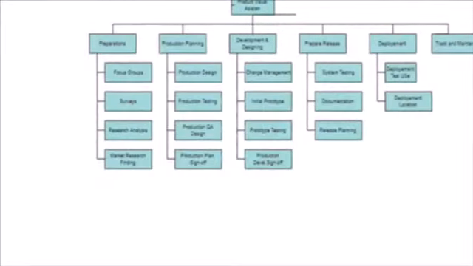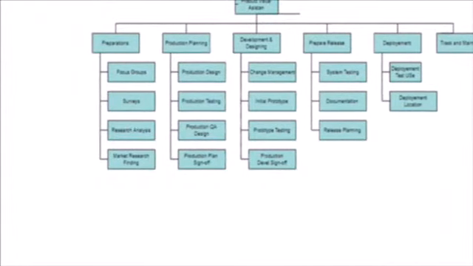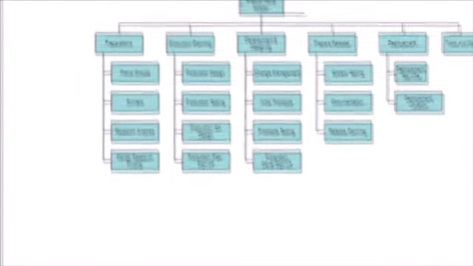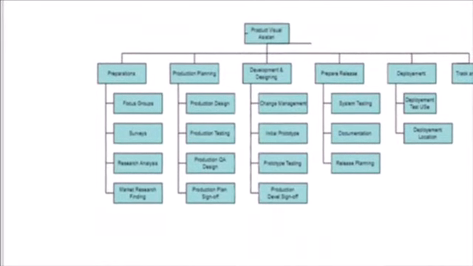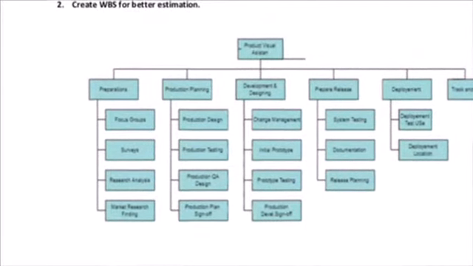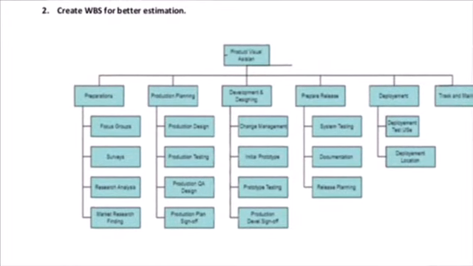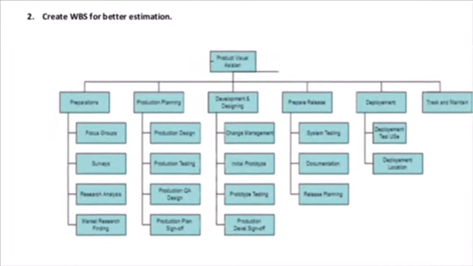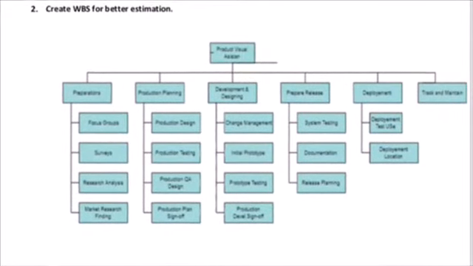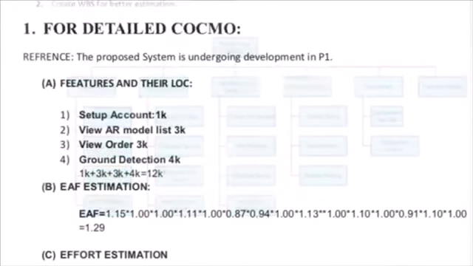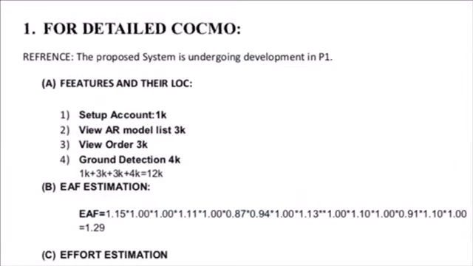This is the work breakdown structure for the task of our application. There are six major tasks of the product visual assistant. These tasks are then further divided into subtasks. Now, since the features and major tasks or phases of our application are identified, we can begin calculating cost using the detailed COCOMO model and function point analysis.